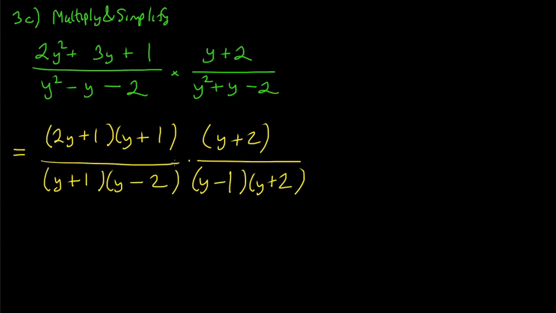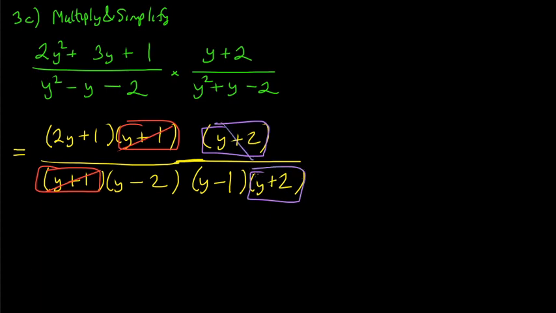In fact, we can just multiply straight across here. And now just cancel. So what are we canceling? Well, y plus 1 over y plus 1 is 1, so they cancel. What else? How about y plus 2 over y plus 2? They cancel. I don't see anything else that cancels here, right? So I think we're basically done. The numerator is just 2y plus 1, and the denominator is y minus 2 times y minus 1.